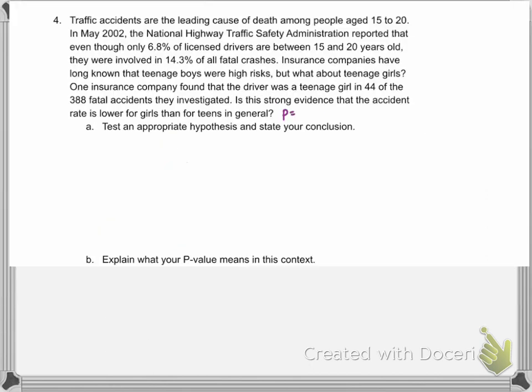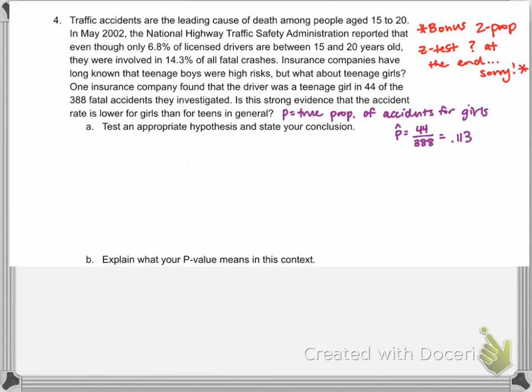Okay, question 4. This is the one that I kind of messed up. I meant to put on here a 2 proportion test, but I got confused by the words "different" and "lower for girls than for teens in general." When I was quickly reading the problem, I thought it was going to be 2 proportion, but it's not. So whoops. What I did instead is put a bonus 2 proportion z-test question at the end of this video. Sorry about that, but I didn't want to leave you hanging, because there will be 2 proportion z-tests on your team test and your individual test. If you are looking for some practice on that, or just to watch through an example, it's at the end of this video.